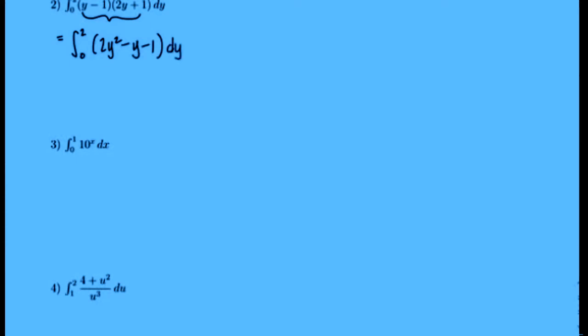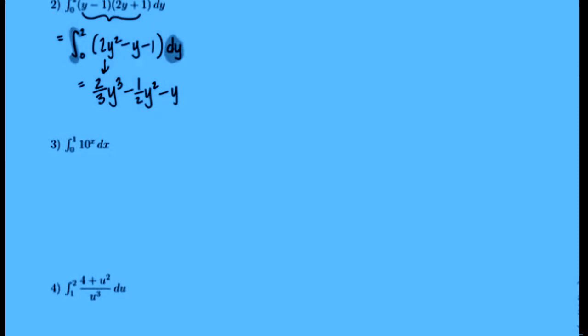All right, you must write dy every single step of the way until you anti-differentiate. So if there is an integral sign, there better be a d, whatever, in this case dy. Here we go term by term. Antiderivative of 2y squared is going to be 2 over 3 y cubed. Antiderivative of negative y is negative y squared over 2, and antiderivative of negative 1 is just negative y.